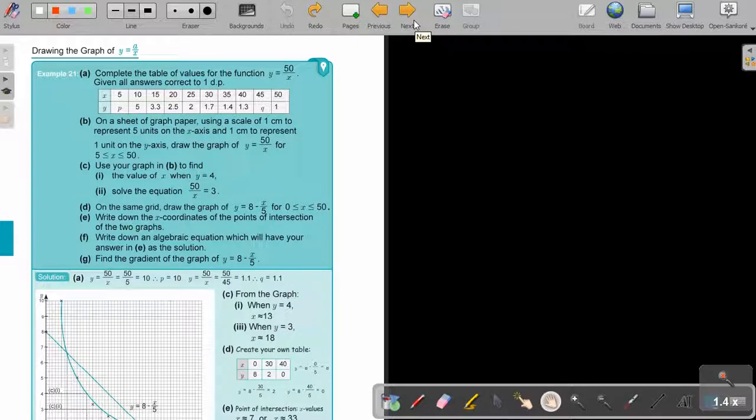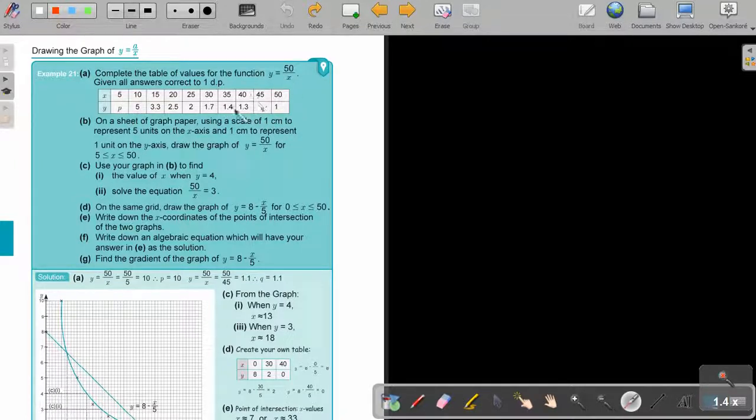Okay, drawing the graph of y equals a over x. Now complete the table of values for the function, giving all answers correct to one decimal place. Okay, that's what I did. How do I find p? How do I find q?